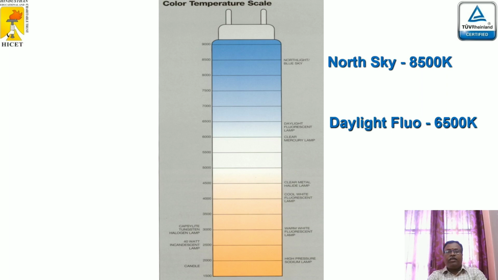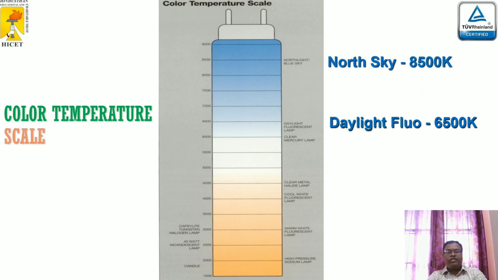And you can see the color temperature scale, and the picture will show you the color temperature scale. The north sky has 8500 K, but daylight is 6500 K. So this is called the color temperature scale. How the color changes depends upon this scale.